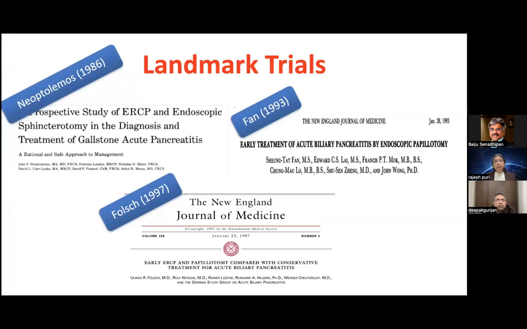Contrary to these two studies, Folsch in 1997 stopped his study because what he saw was that doing an ERCP increases respiratory complications, associated with more morbidity. So, three different landmark studies with three different results. One study shows that yes, doing an early ERCP in acute pancreatitis is helpful. The Fan study shows only in biliary pancreatitis, and Folsch says it should not be done in a patient of biliary pancreatitis.